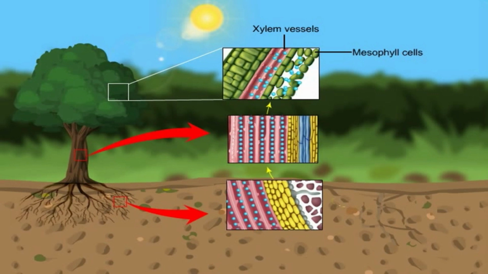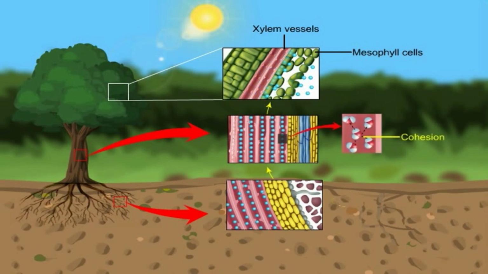Now, this water channel is held together by cohesion. Adhesion keeps the water column in place. When water moves into the xylem, more soil water is drawn into the root. This inward movement will continue until the soil becomes excessively dry.